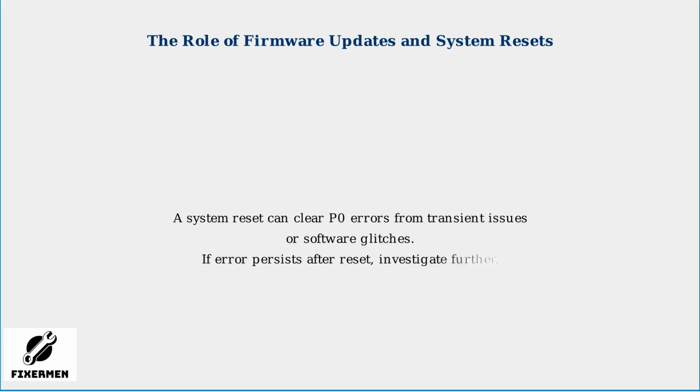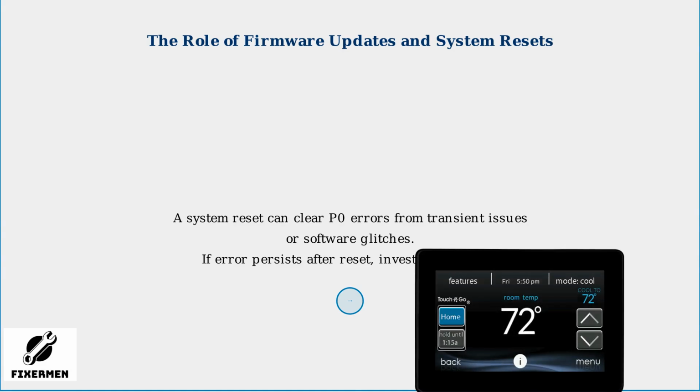A system reset can sometimes clear a P0 error caused by transient issues or software glitches. However, if the error persists after a reset, it indicates a more significant underlying problem that requires further investigation.